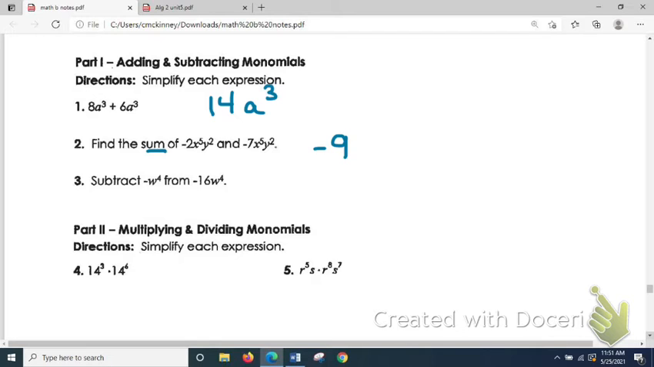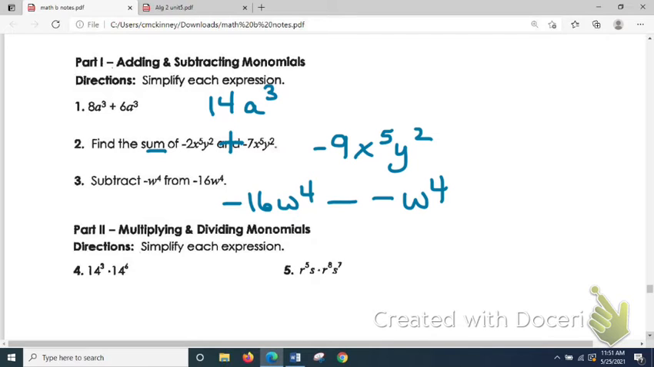This says sum, so I am adding. And then I'm doing that by just combining or adding, in this case, those coefficients. And then the variable part just stays the same. Now, when this says subtract this from that, that means we have this subtract negative w to the fourth. So if I subtract a negative, that actually turns into addition, but these are opposite signs.